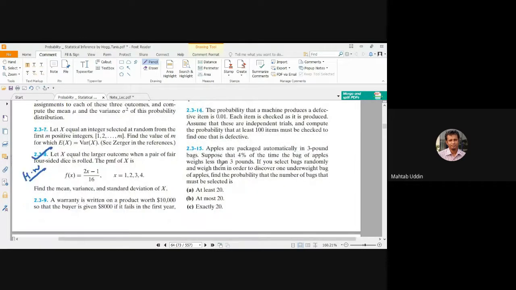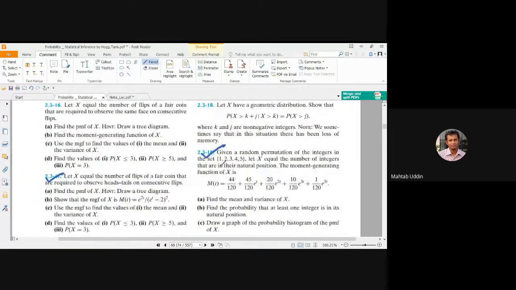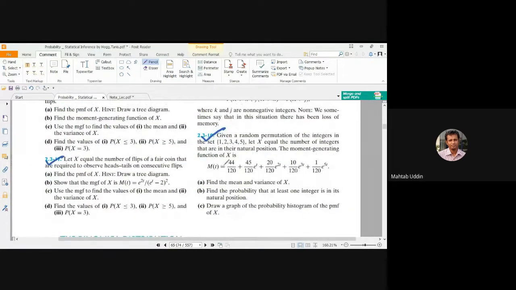Then 17. We will leave 17.1 because its PMF is so tough. We are not intended to find the PMF here. Instead, we will solve B, C. Since we are not getting the PMF, we cannot do this. We will only find what?